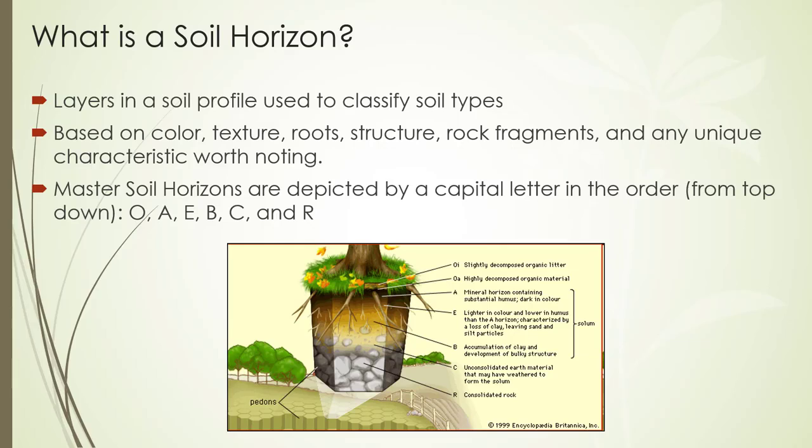So a soil horizon is a layer in a soil profile that is used to classify soil types. These are based on color, texture, root structure, rock fragments, and anything else that's worth noting. The master soil horizons are depicted by a capital letter in order from top to bottom: O, A, E, B, C, and R.